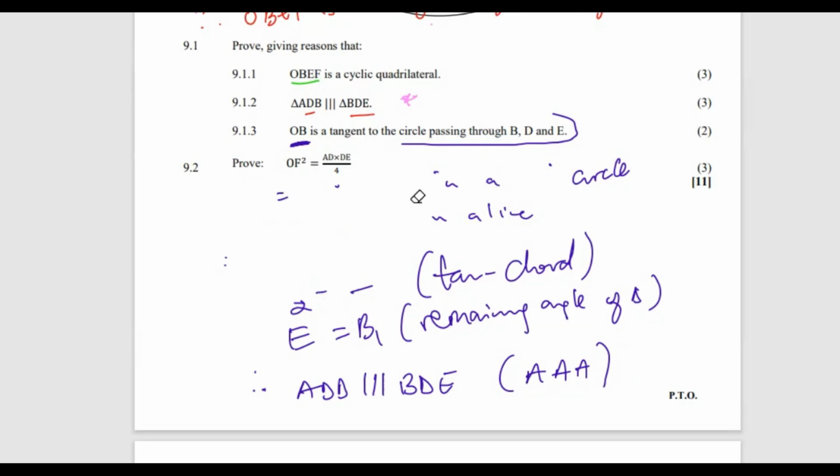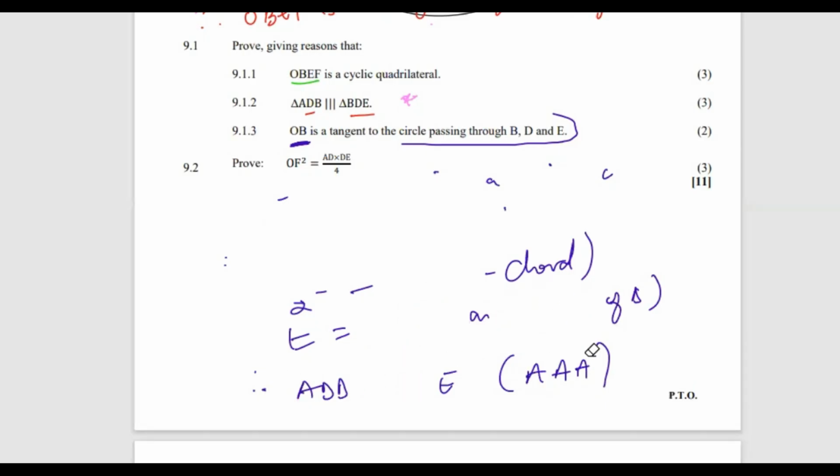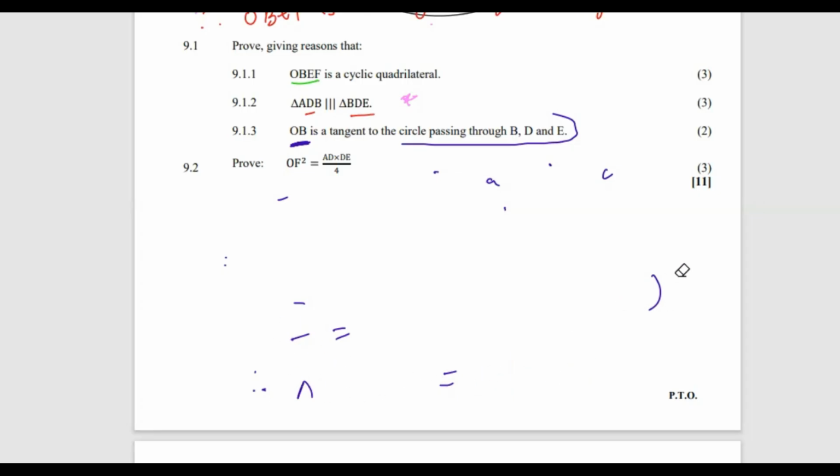9.2. They want us to prove that OF squared is given as AD times DE over 4. Why is it a square? So if we have squares involved, what's happening? Are we going to use Pythagoras? I don't know. Are we going to use the theorem? I don't know. Let's see.